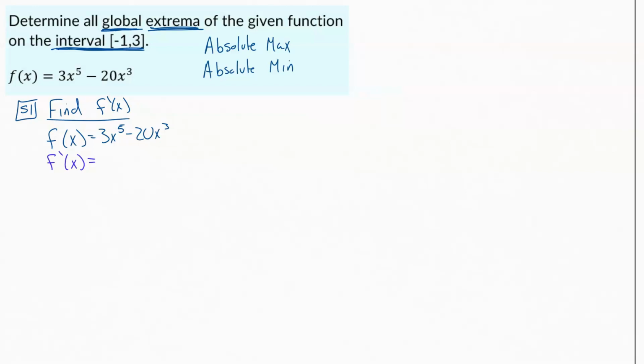So to find our derivative, we're just going to follow our power rule. We're going to bring the 5 down. That gives 3 times 5 gets us 15x. Subtract 1 from the power gets us x to the fourth. Bring the 3 down. 3 times negative 20 is negative 60x. Subtract 1 from the power gets us x squared. So step one of our process is complete.